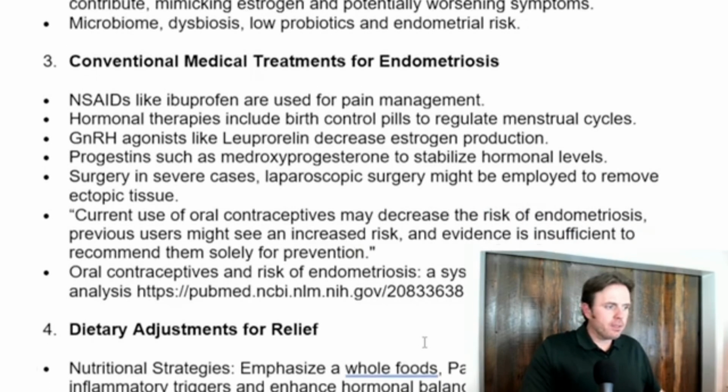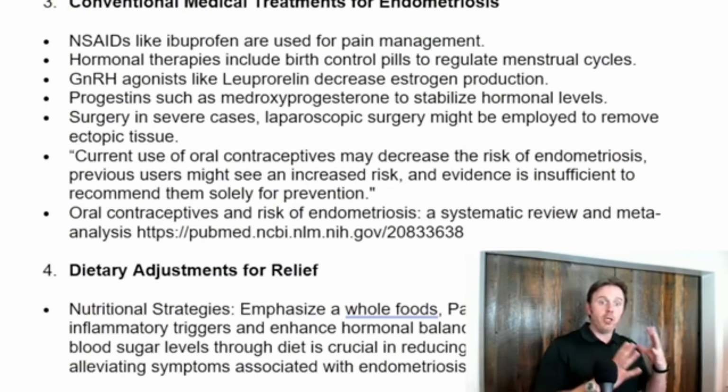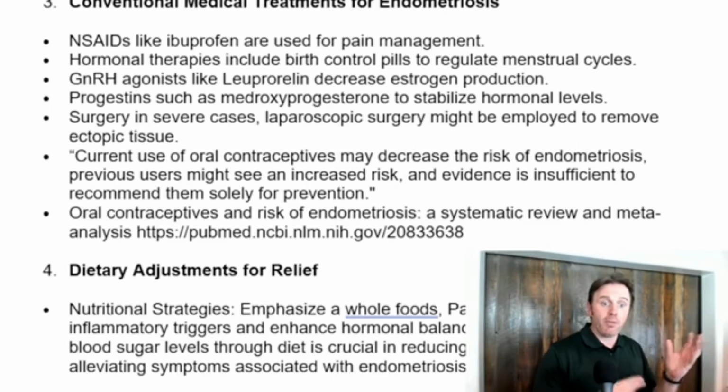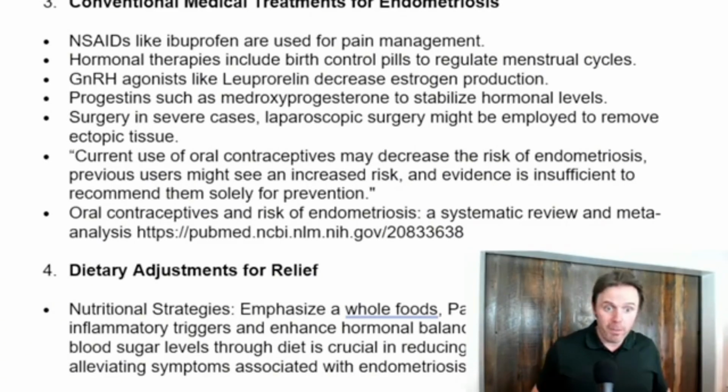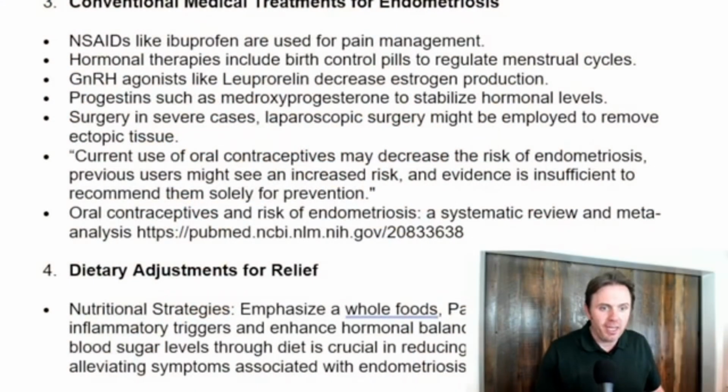And again, here's the big study. Here was the big article there. Current use of oral contraceptives may decrease the risk of endometriosis. Previous users might not see an increased risk, and evidence is insufficient to recommend them for sole prevention, meaning you were on it, you're now off. Now you may actually have an increased risk factor because you were on it and now off. But most women, they're not going to be on birth control pills their whole life anyway. So then what are we doing here? We're just robbing Peter to pay Paul, if you will.